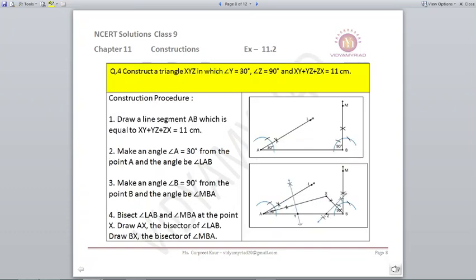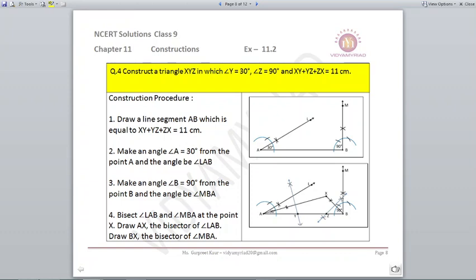Construct a triangle XYZ in which angle Y is 30, angle Z is 90 and XY plus YZ plus ZX is equal to 11 centimeters. Now in this question what we will do is we will create one more information using various other characters.